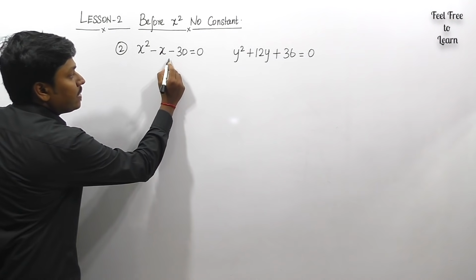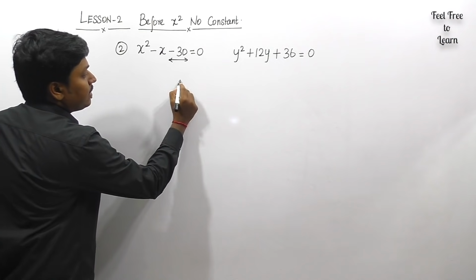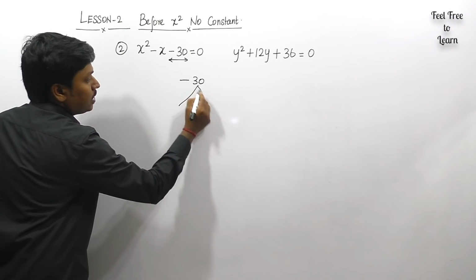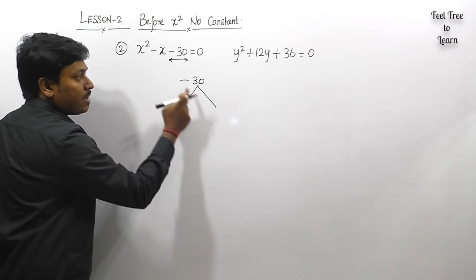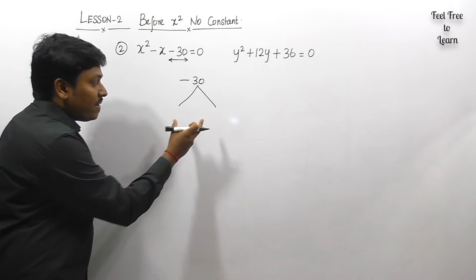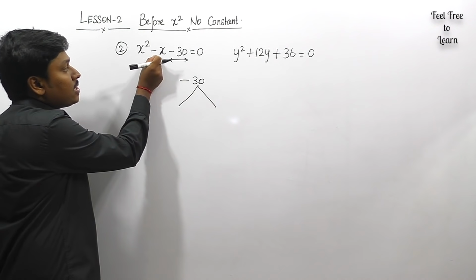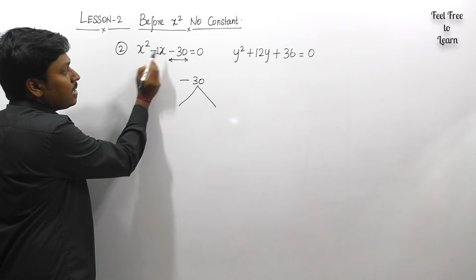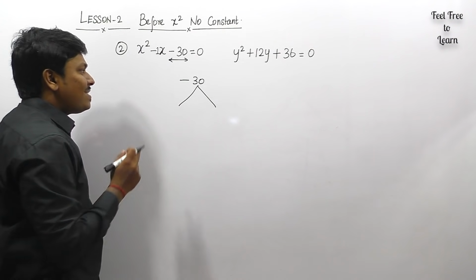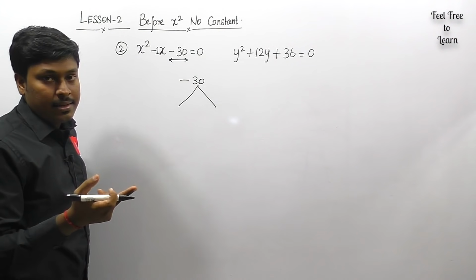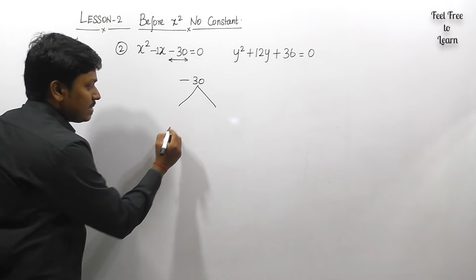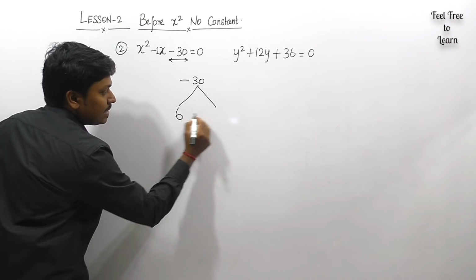So friends, listen carefully. Here it is minus 30, right? The two numbers that we are going to multiply, the resultant should be minus 30. But when we add the two numbers, the resultant should be minus 1. Listen carefully. Here it is minus 1. So friends, 30 can be taken as 10 into 3, or 6 into 5. I am just going to write this as 6 and 5.